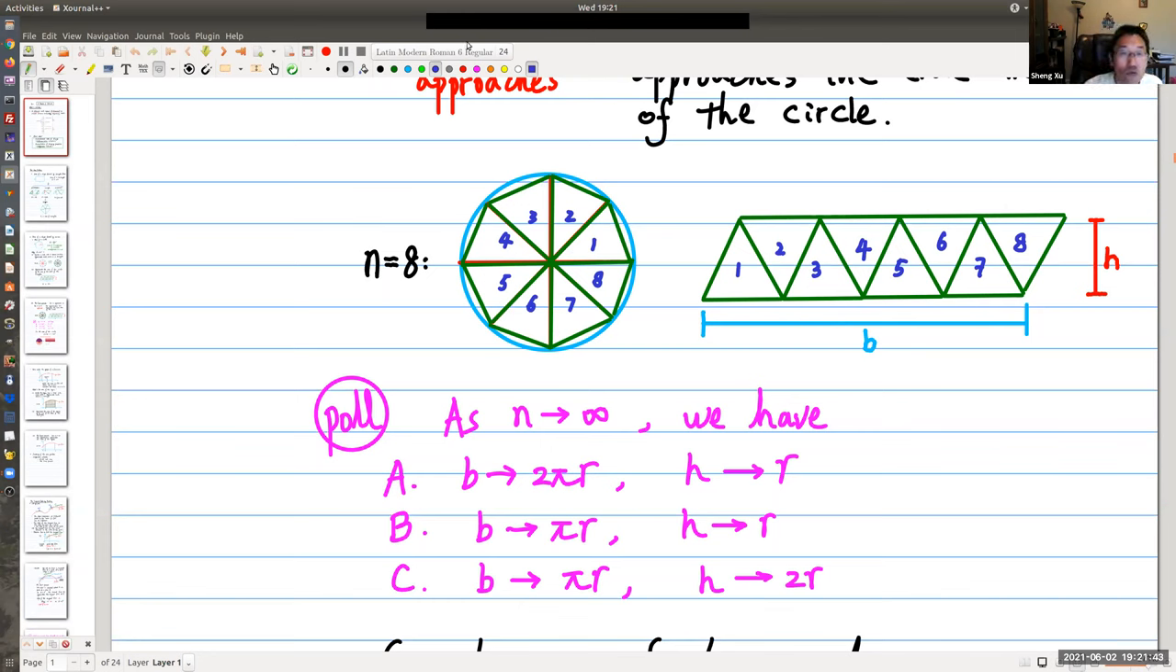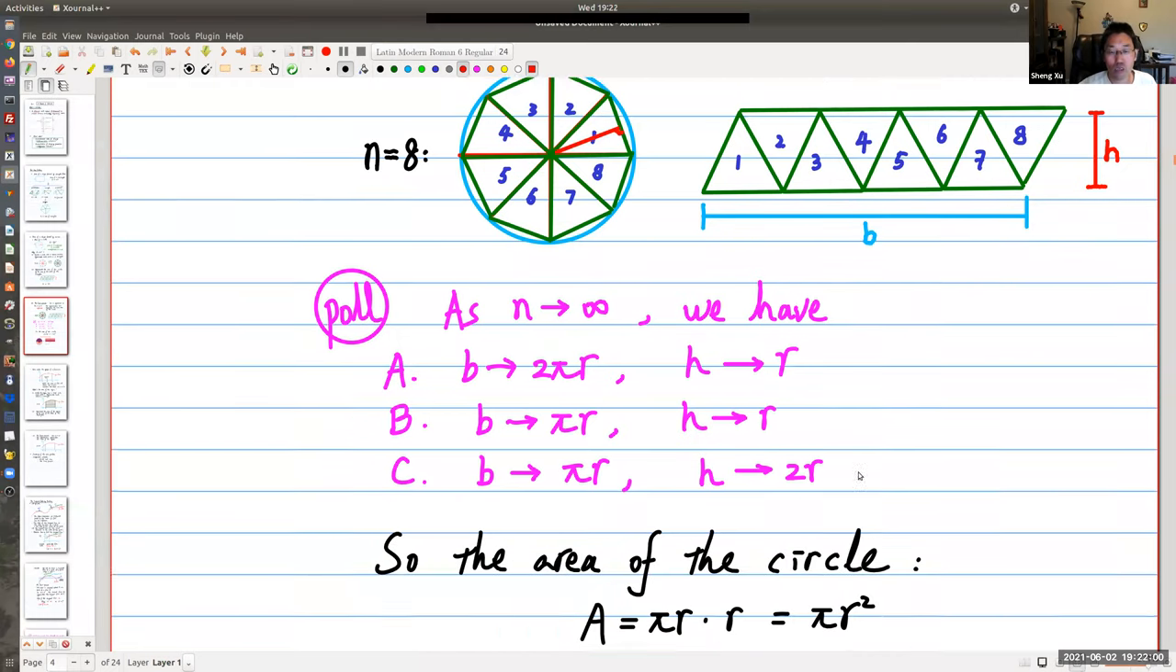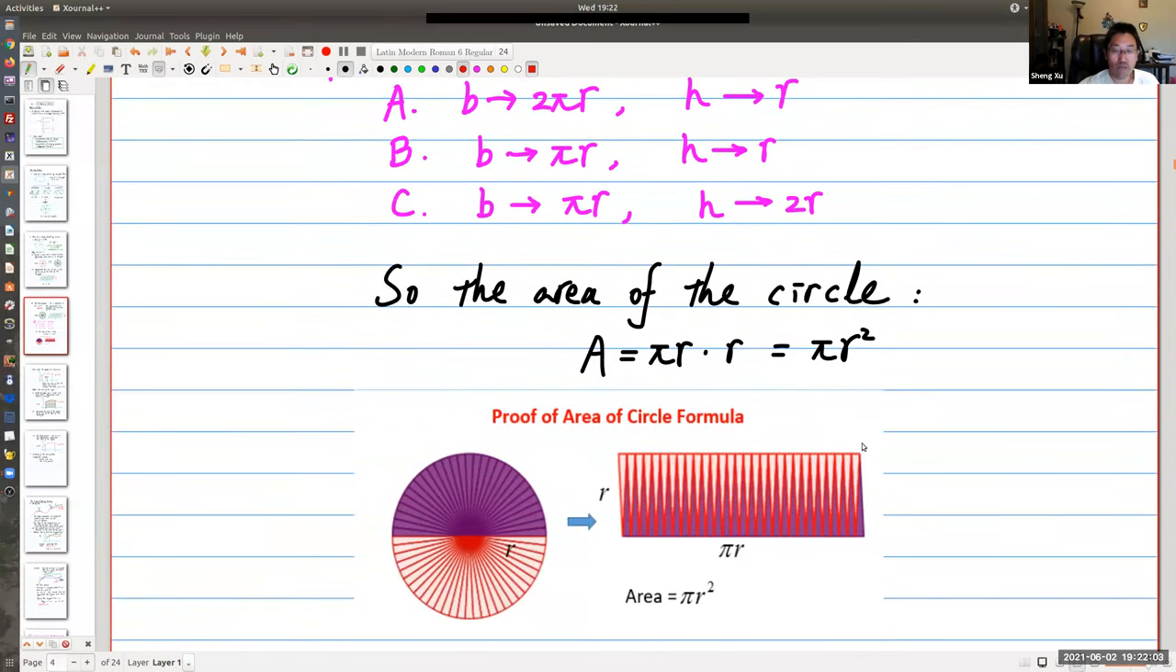So this is my h, right? In this picture here, if I draw h, h is the height of a triangle. And now if this n approaches infinity, this triangle is getting thinner and thinner. So h approaches r, right? It's almost like the radius. So h approaches r. So then I think you have that argument.